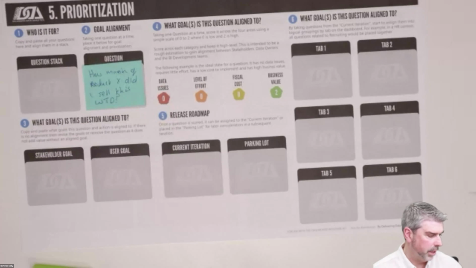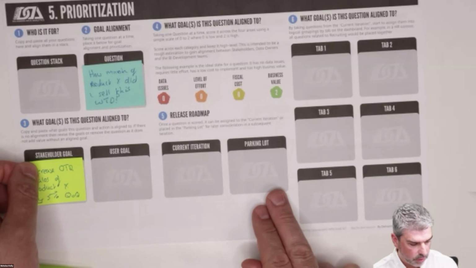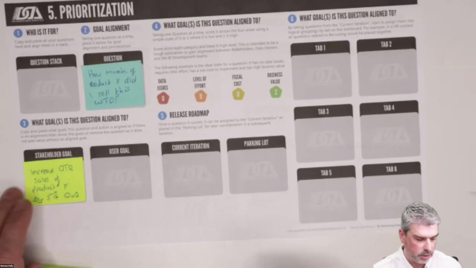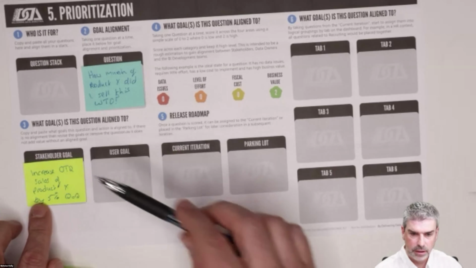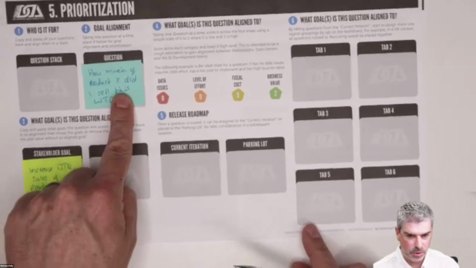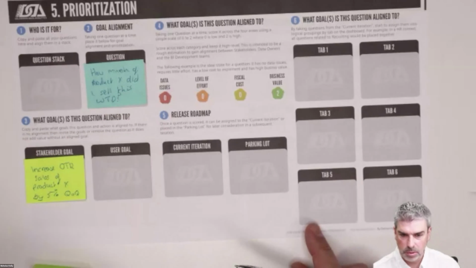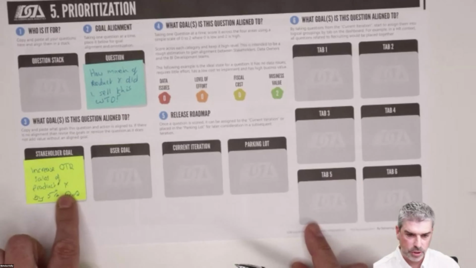We had one goal from the stakeholder, which was to increase the quarterly sales of product X by 5%. There's tight alignment there, so we're happy with this question. It aligns to one of the goals of the stakeholders. It can align to multiple goals. In this case, we've just got one.